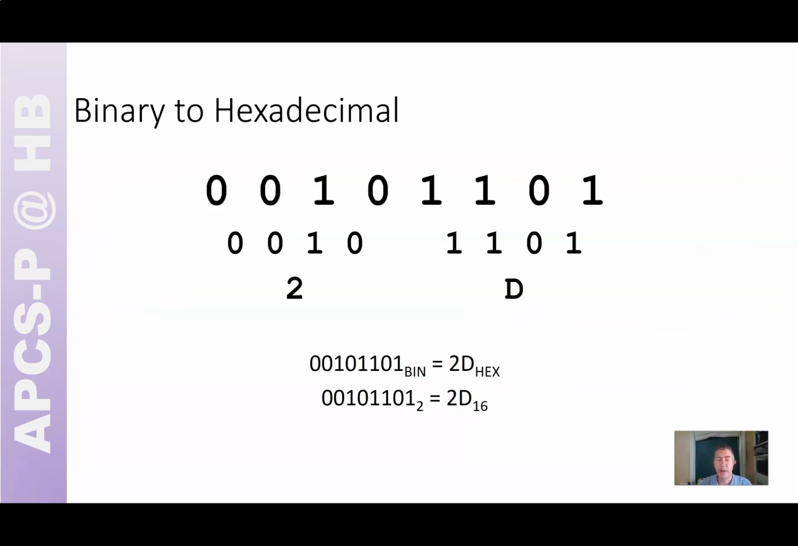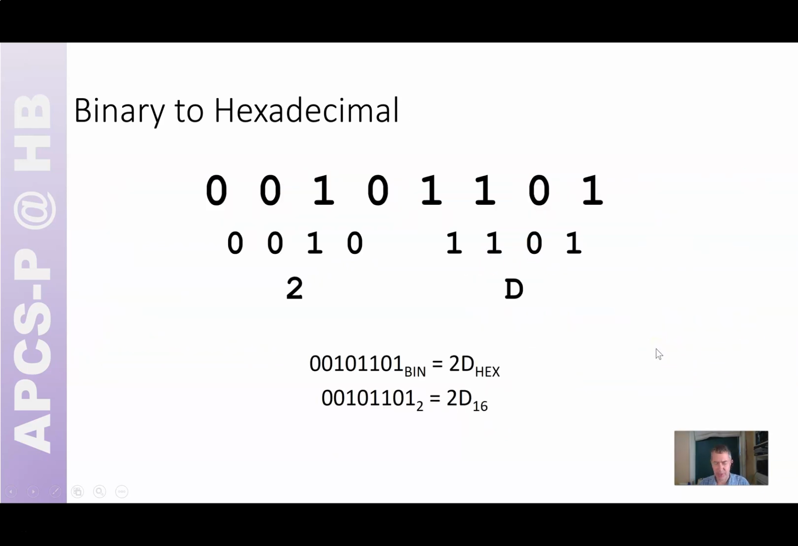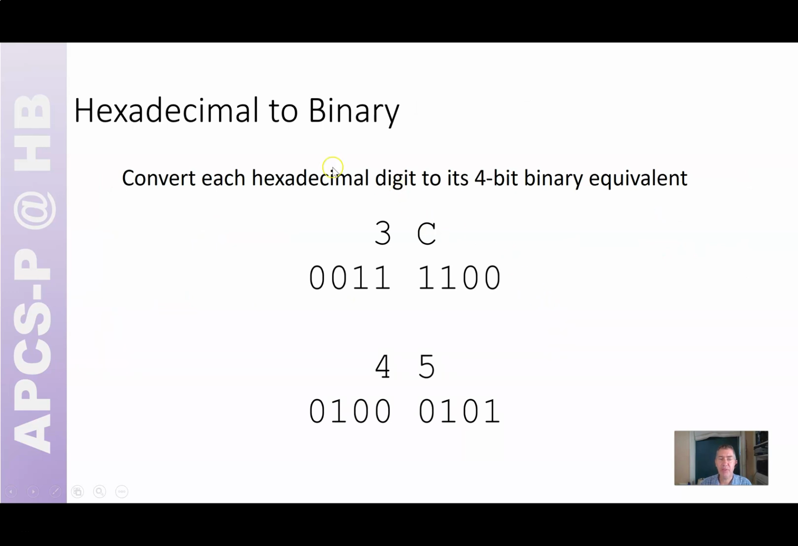If you're doing binary to hexadecimal, very straightforward. Break it into 2 parts and look up each part. This is 2, this is D. There we go. If you want to look back at that, 0010 was 2, 1101 was D. There we go. If you're doing hexadecimal into binary, that's pretty straightforward.